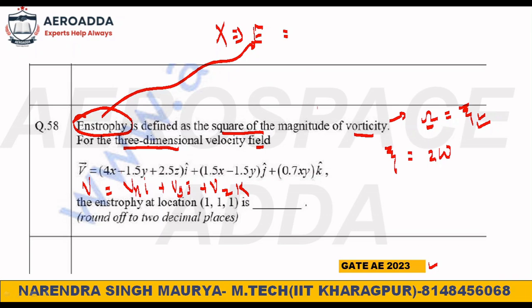So what is the entropy? Entropy is nothing but vorticity square. Remember it. They have already defined it as the square of magnitude of vorticity. So what is the vorticity? Vorticity is nothing but xi, 2 times omega. Because it's a 3D, you have to calculate xi x, xi y, and xi z. What is the xi x? It is 2 omega x, 2 omega y, and this is 2 omega z. Okay, and you should know the formula of xi x, xi y, and xi z. Already I have defined, I have derived.